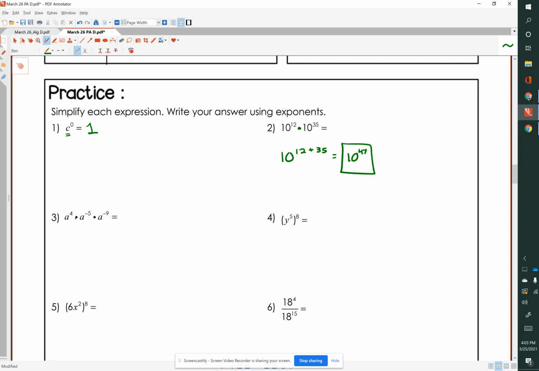Again, number 3, we're multiplying, so we're going to add those exponents. We need to add 4 plus -5 plus -9. Well, we can think of it as 4 minus 5, which is -1, and then -1 minus 9, which is -10. So that's going to be our exponent. So it would be a to the -10th power.